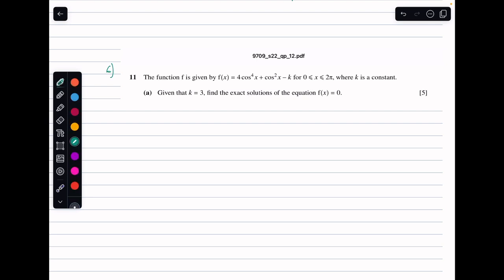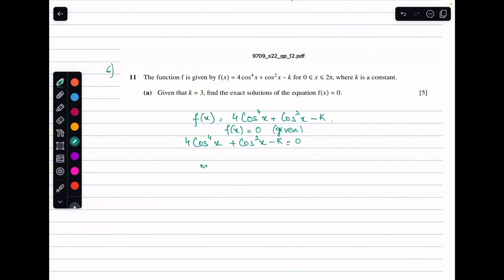We are given f of x, which is equal to 4 cos to the power 4 x plus cos square x minus k. So this equation should be equal to 0. So it's 4 cos to the power 4 x plus cos square x minus k. This should be equal to 0, as it's given that f of x was equal to 0. This was given in the question. So again, it's a disguised quadratic equation that we have here.